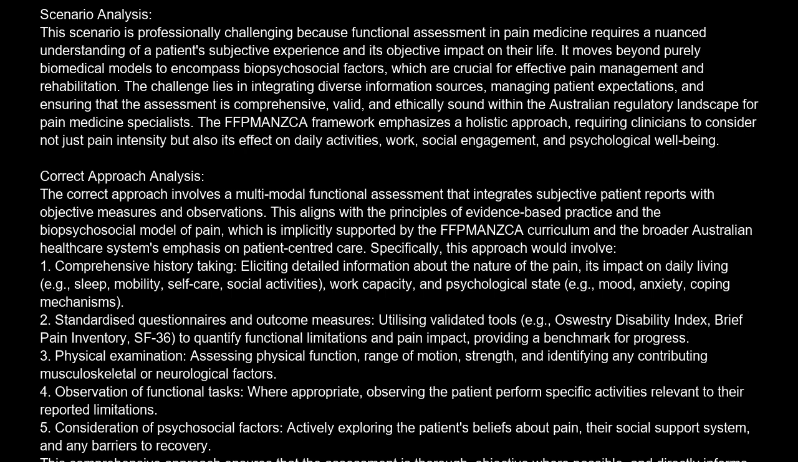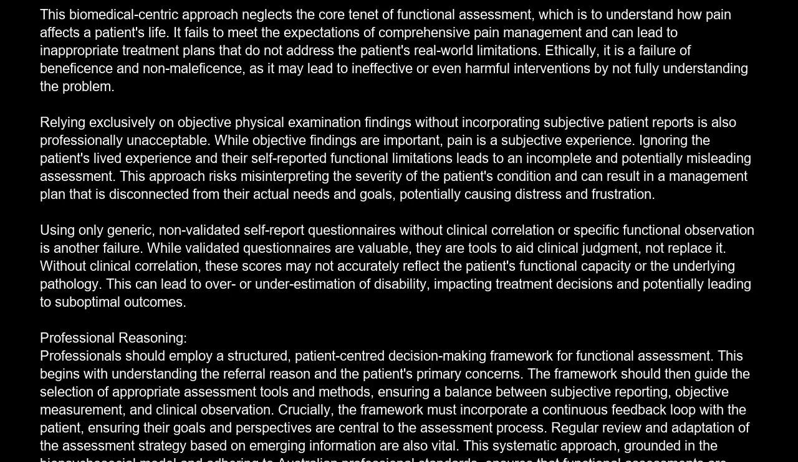Incorrect approaches analysis. Focusing solely on pain intensity scores without considering functional impact represents a significant regulatory and ethical failure. This biomedical-centric approach neglects the core tenet of functional assessment, which is to understand how pain affects a patient's life. It fails to meet the expectations of comprehensive pain management and can lead to inappropriate treatment plans that do not address the patient's real-world limitations. Ethically, it is a failure of beneficence and non-maleficence, as it may lead to ineffective or even harmful interventions by not fully understanding the problem.